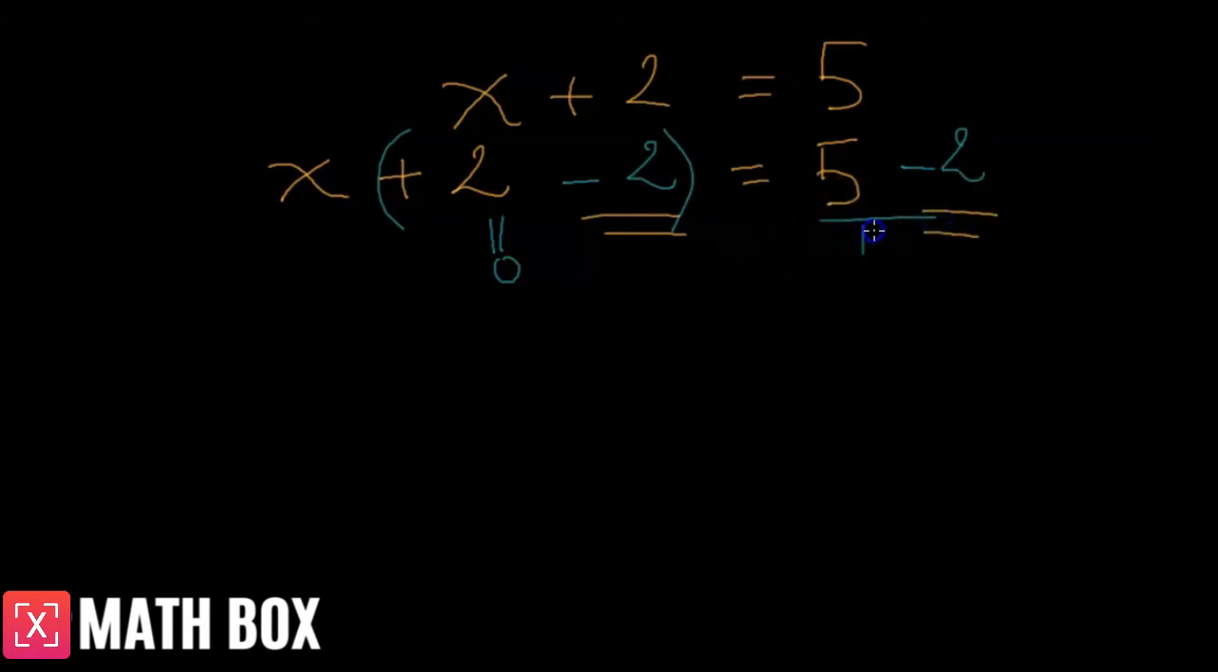obviously equal to 3. So at the end, on the left hand side, we are left only with x plus 0 equal to 3. The final solution is x equal to 3.